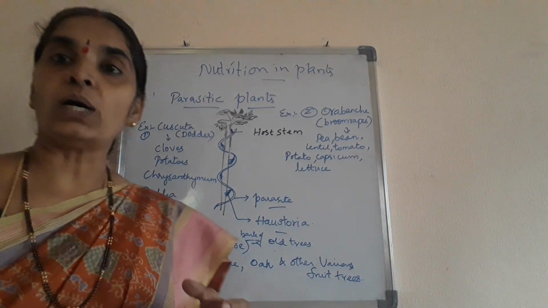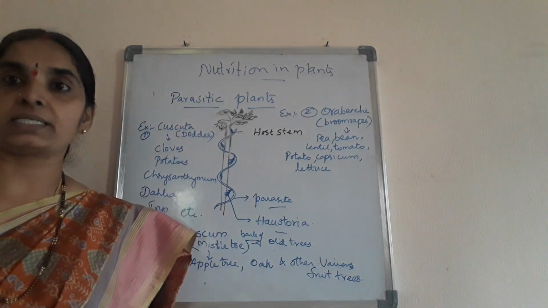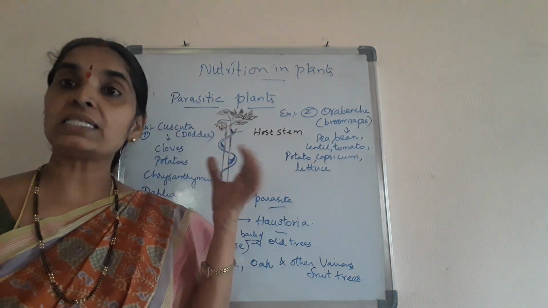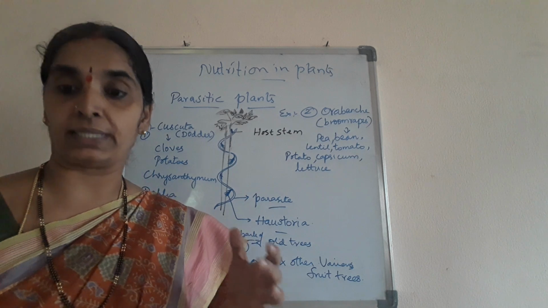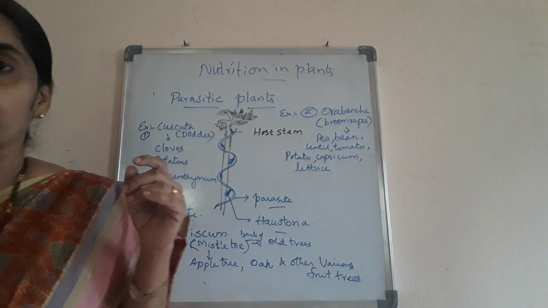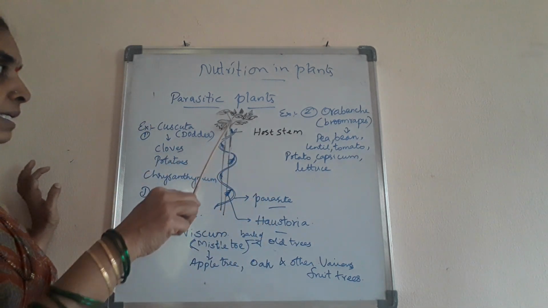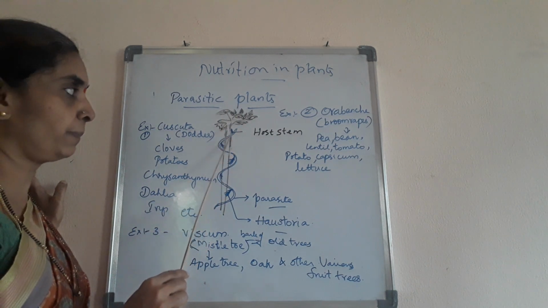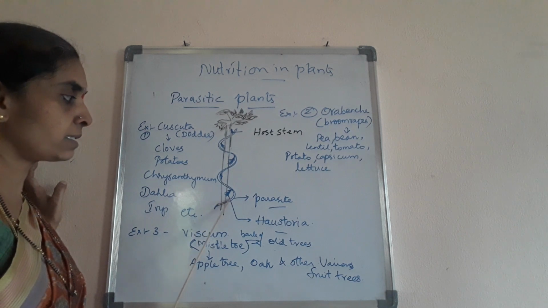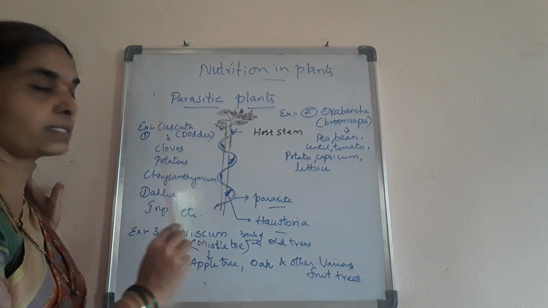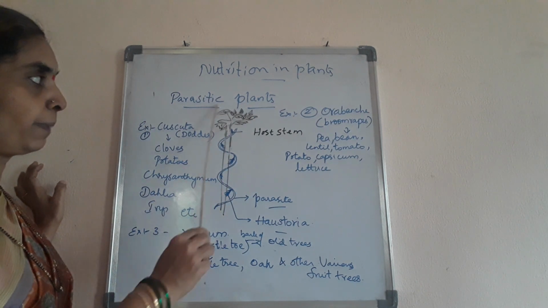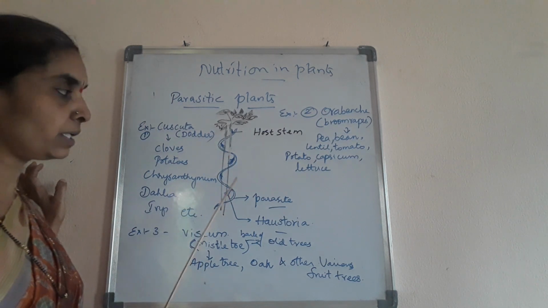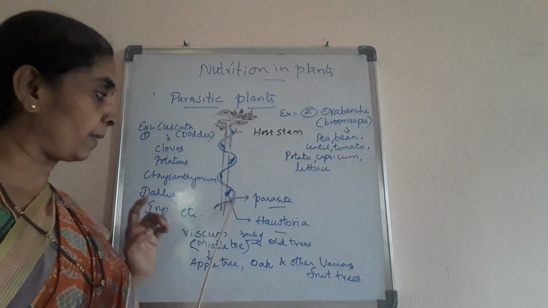Okay, children. Now we'll see about the parasitic plants. What are parasitic plants? Parasitic plants are the plants which depend on a host plant for their food. See the picture, children. If you think this is a green plant, that is the host plant with the leaves and all, because it prepares its own food. Here this thin thread-like structure which is twining over this green plant, this is the parasitic plant. Is it clear, children?